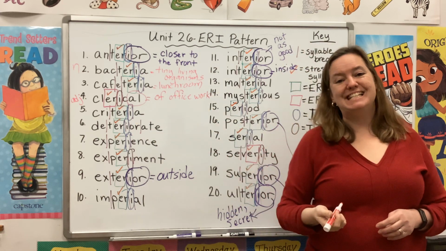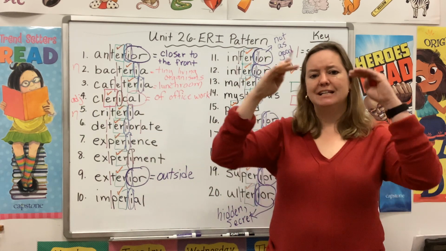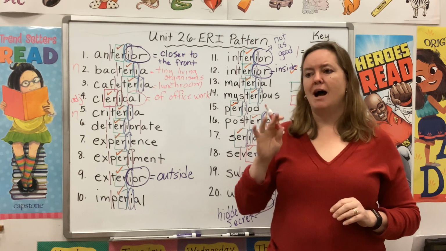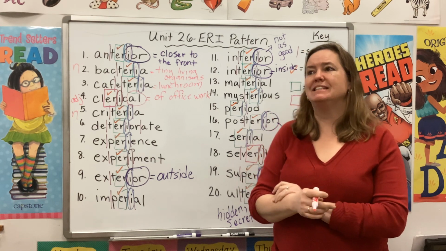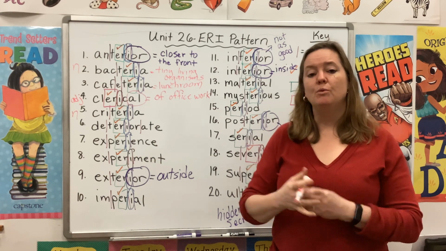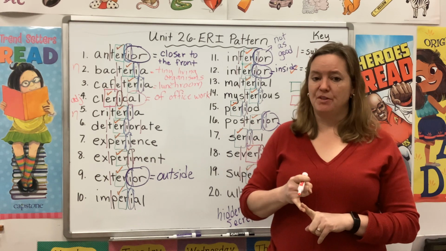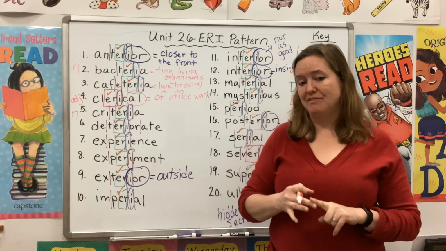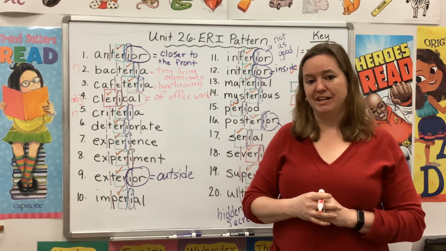Okay, criteria. That's a noun. That comes from Greek. Criteria is almost like a checklist, the list of qualifications you need. So for instance, if you want to be the president of the United States, you have to follow some basic criteria. You have to be at least 35 years old. You have to be an American citizen. You have to have been born in this country. Those are the basic criteria.